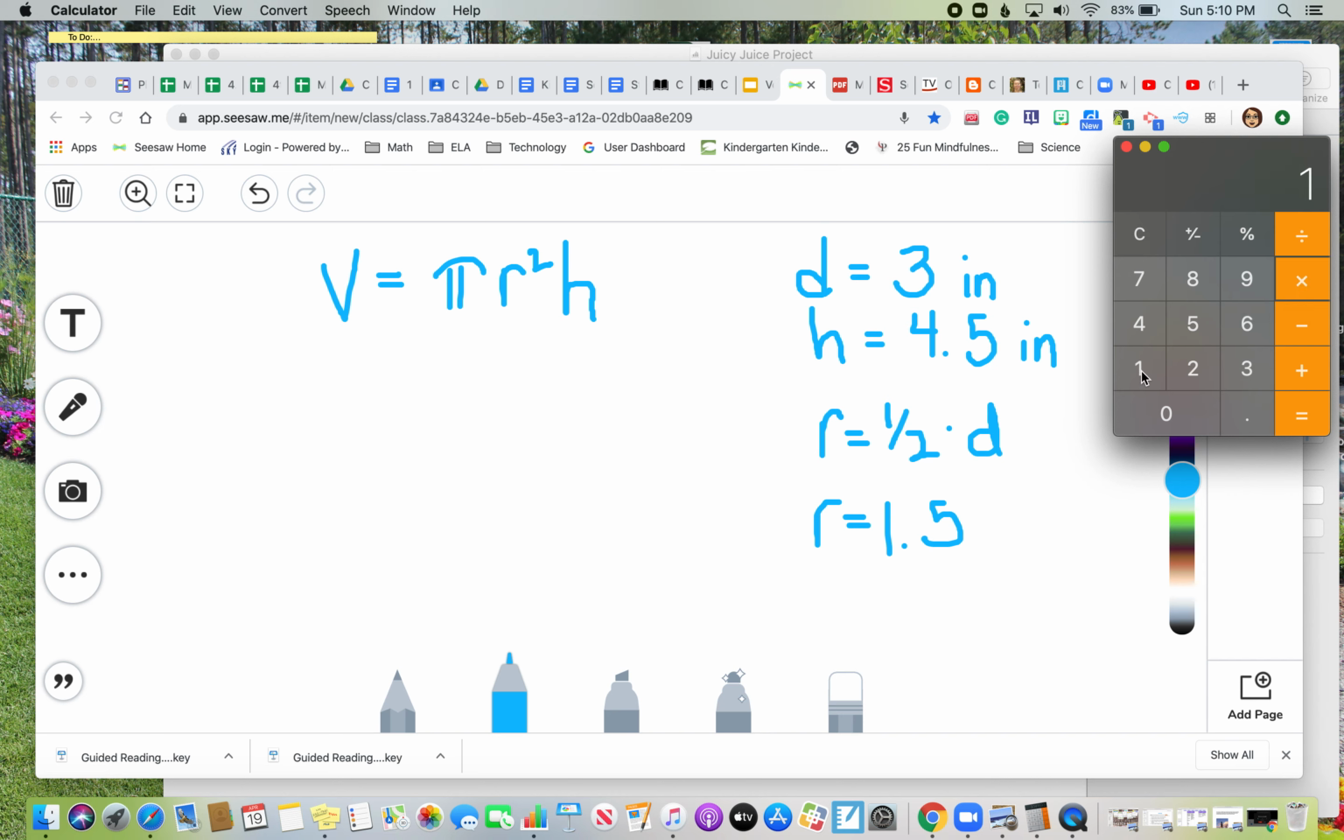So that's 1.5 times 1.5 times the height, which is 4.5. And then I get 31.79. I'm going to round it to the nearest hundredth, so 79 hundredths, or I can round it to the nearest tenth, which would be 31 and 8/10 of an inch.